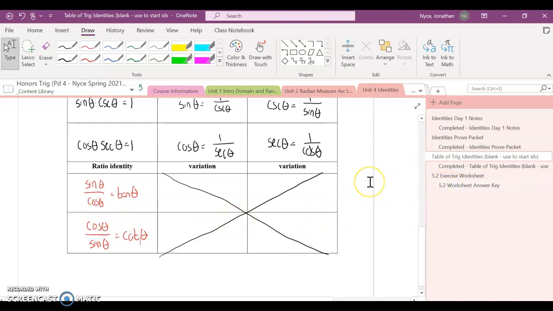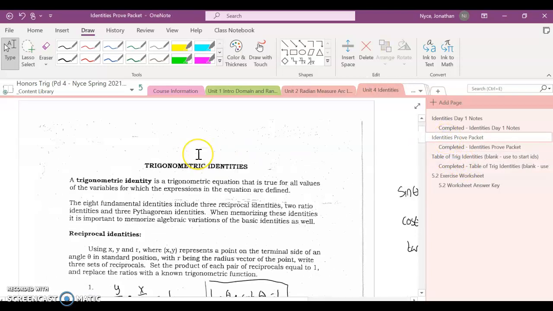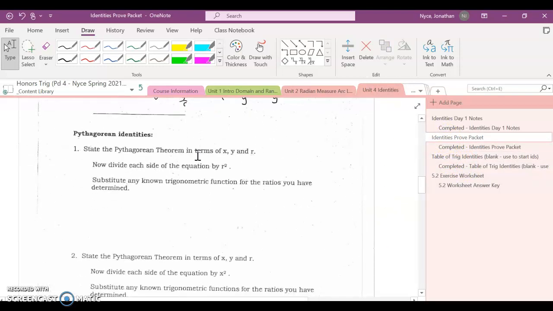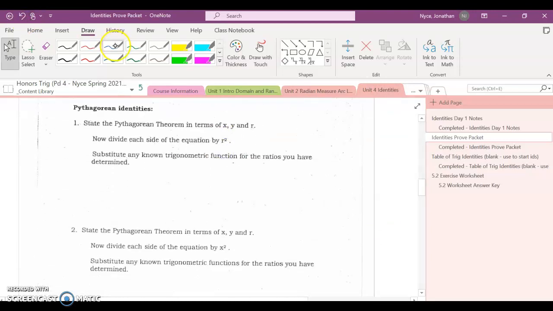Alright, I'm going to do one more piece yet to get these Pythagorean identities up top. So go to the identities proof packet again, the last page. We're going to state the Pythagorean theorem in terms of x's, y's, and r's. So we have x squared plus y squared equals r squared. Then the directions say to divide both sides of the equation by r squared.